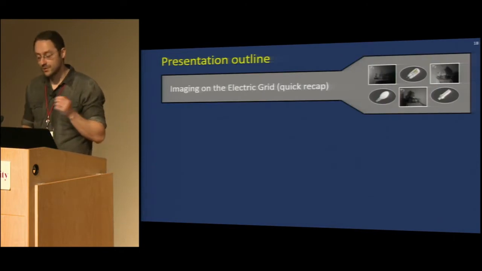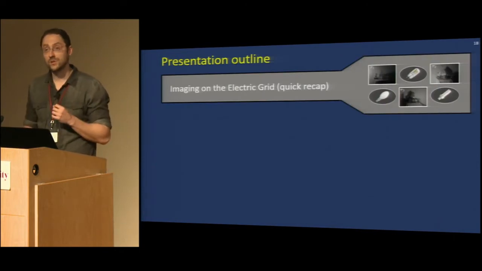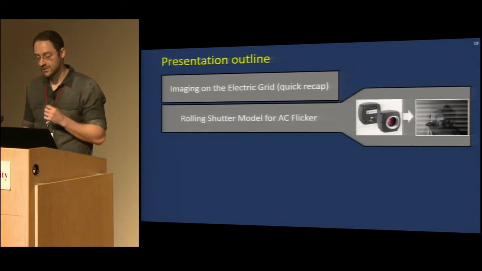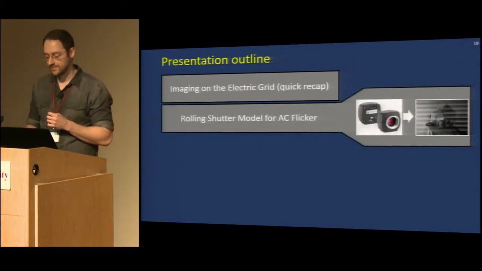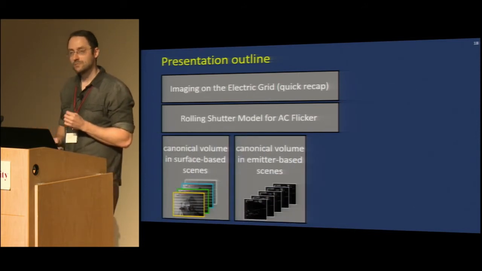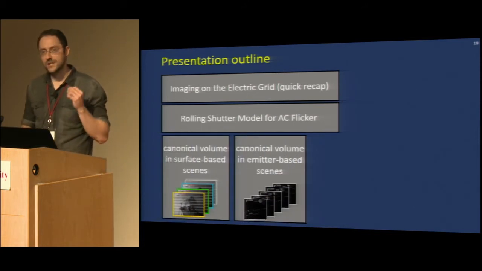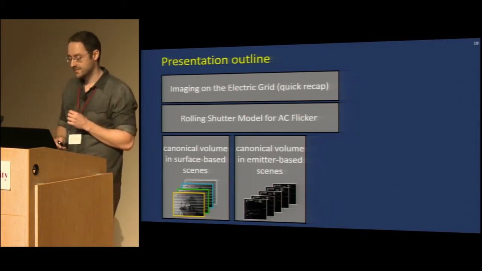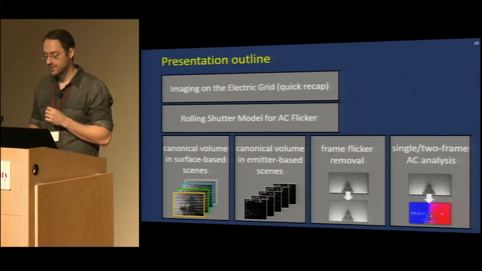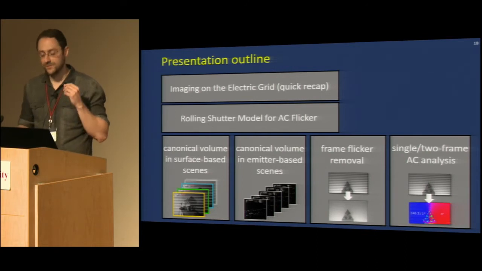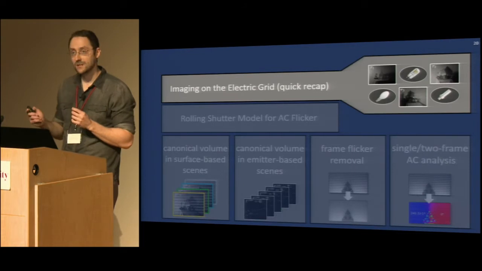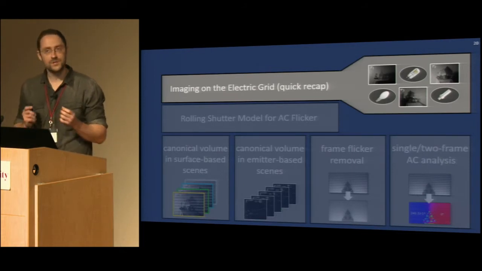We will start with a quick reminder about the imaging model under AC lighting. Then we will extend this model for a rolling shutter sensor. Afterwards, we will show methods that use sequences of rolling shutter frames to render global shutter frames. And finally, we will show methods that extract bulb information from 1 and 2 frames. So let's start with a quick recap about imaging on the electric grid.